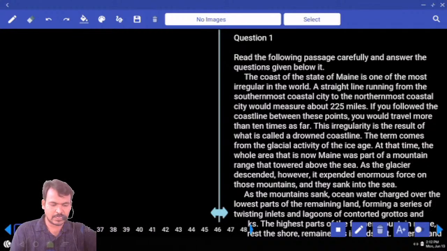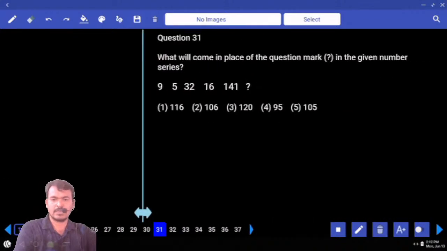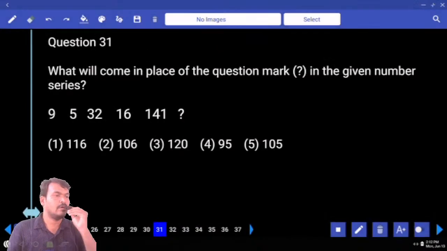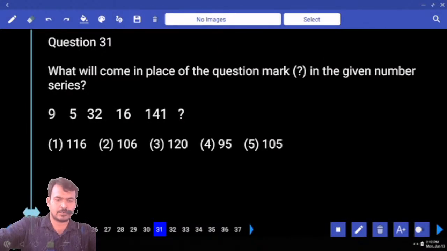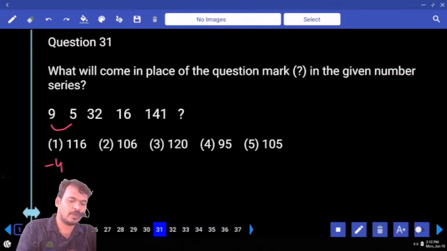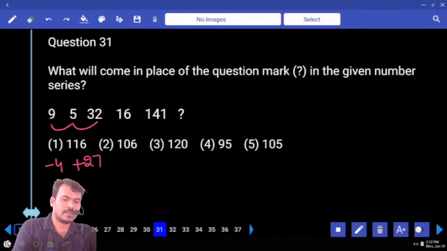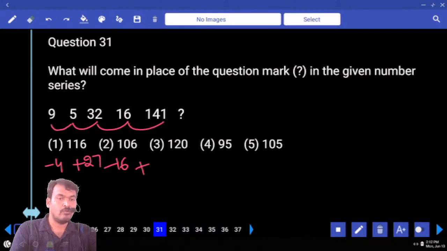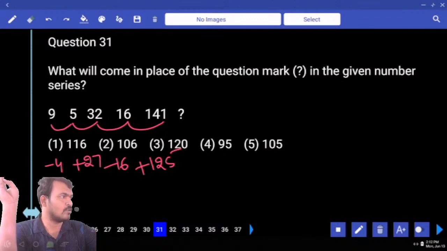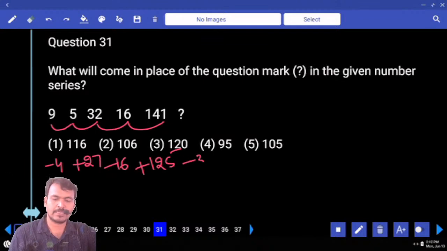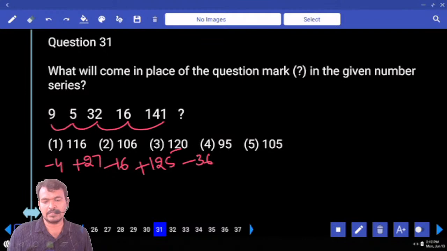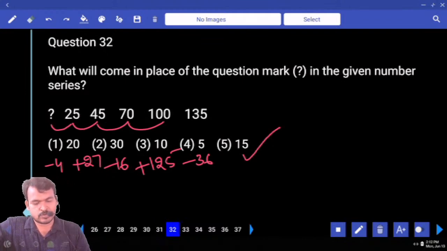Question number 31 to 35. Number series. The first question: 9, 5, 32, 16, 140, 100. What is the difference between 9 and 5? 4. Minus 4 or plus 4? Minus 4. 5 and 32, plus 27. 32 and 16, minus 16. 16 and 141, plus 125. Nothing but 2 square, 3 cube, 4 square, 5 cube. Next one, 6 square. Minus 36 or plus 36? Minus 36. What is the answer? 105.